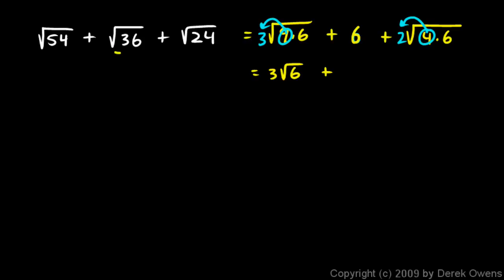That's the square root of 36. Should become a 6 right there. And that 6 carries through down here into this step. And then over here we have a 2 times the square root of 6.